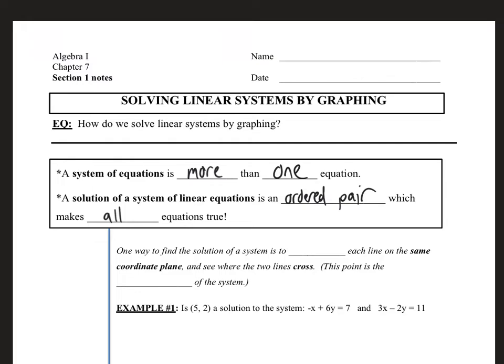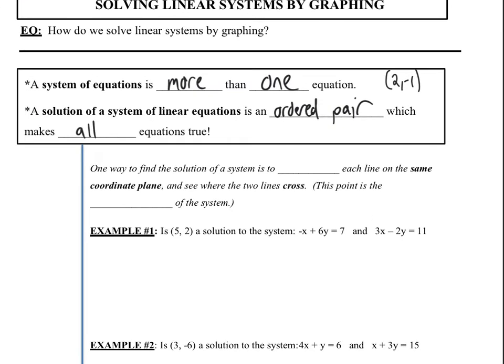So, what's an ordered pair? Well, that's going to be something like 2, -1, stuff like that. It's going to be like an x and y, basically, okay? So, one way to find the solution of a system is to graph each line on the same coordinate plane and see where the two lines cross. And this point is going to be the solution of the system. So I want you to remember that for later in the lesson, that solutions to systems of equations are where the two lines cross, okay? So we're going to see some weird stuff, we'll talk about more in a little while, but for now, just think about where they cross is going to be the solution.